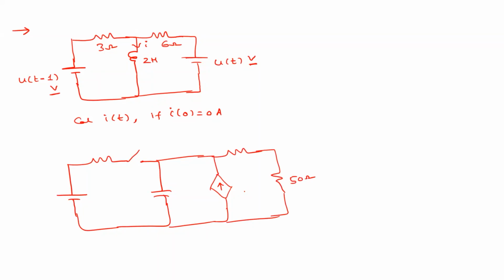This 50 ohm is 0.5 into I. This is 80 volts. This is 40 ohm. And this particular switch is open at t equal to 0. 3 farad. So this is 30 ohm. And this is the current I, the dependent source. So for this circuit, find I of t for t greater than or equal to 0.